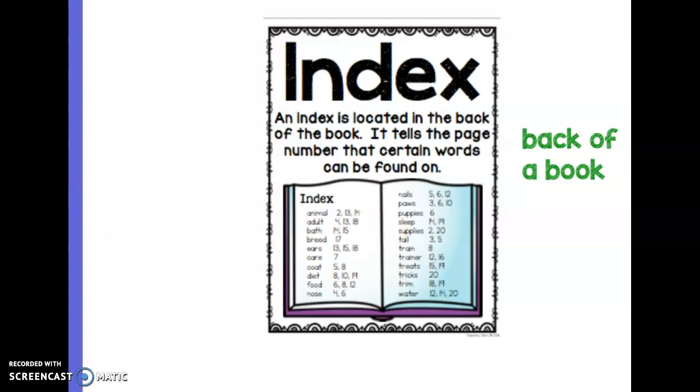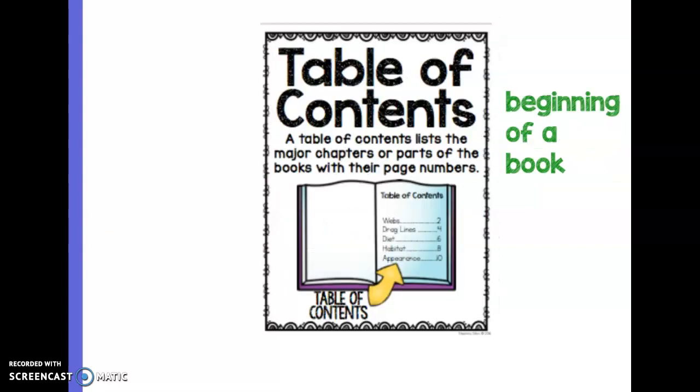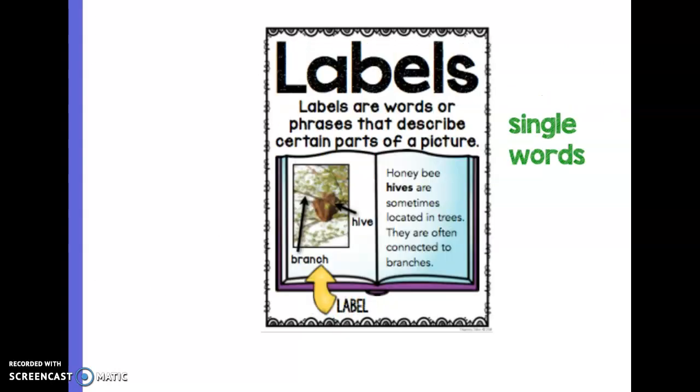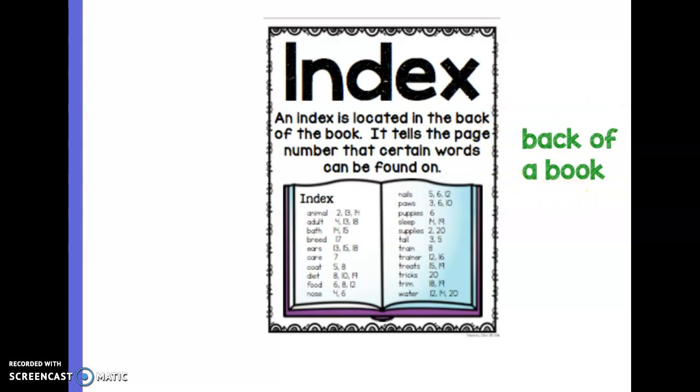This text feature can sometimes be a little bit tricky because it looks a lot like the table of contents. Remember that the table of contents has all of the chapters or parts of the book and the page numbers that they will be on. A table of contents is at the beginning of a book. The index is at the back of a book and it does not have chapter titles. It just has individual words and what page they could be on.